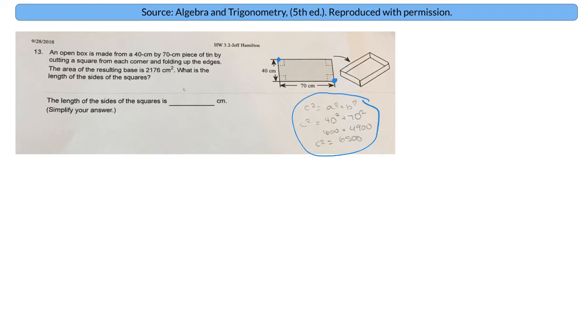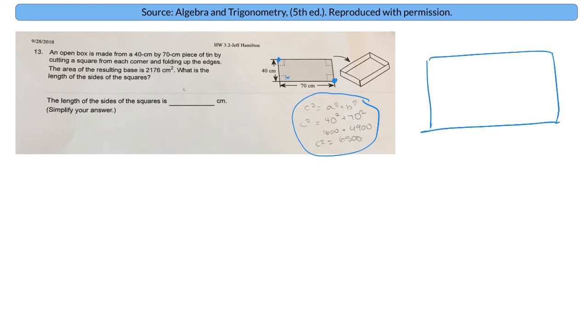But I want to know what do they say? The lengths of the sides of the squares. The area of the resulting base is that. The length of the sides of the squares. Oh, that must be these guys here. So that distance there, I don't know what that is. Let me just try one a little bit bigger.